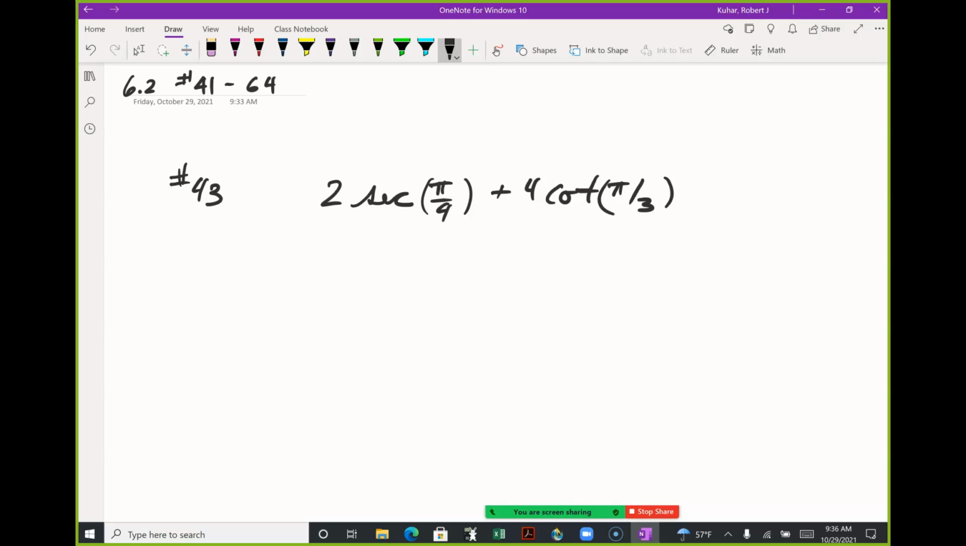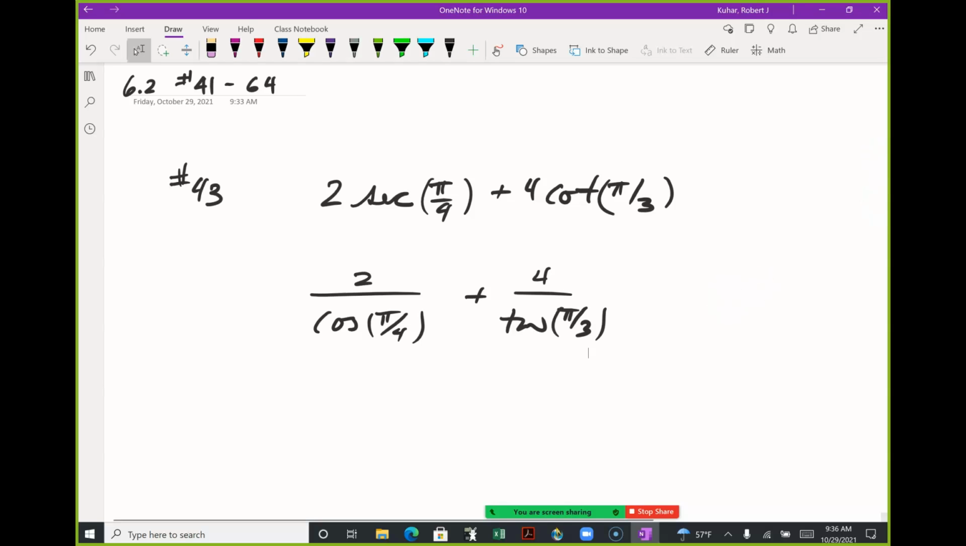So I really want to see this as 2 over the cosine of pi over 4 plus 4 over the tangent of pi over 3. Right? Does that make sense? I don't think in terms of the three other. Most of the time I only think in terms of sines and cosines. But in this case, it's okay for tangent because it's on my reference table, right? I want to use that reference table as often as I can.